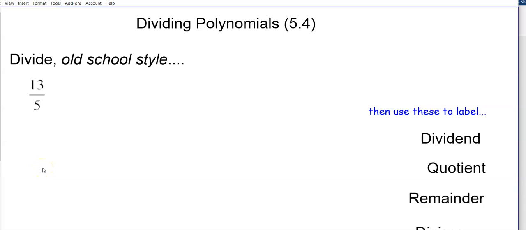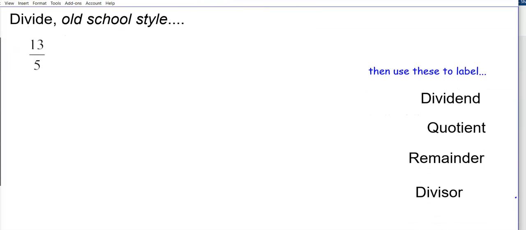Okay, today we're going to be dividing polynomials. Before we do that, let's just use regular numbers. If you remember dividing in elementary school, you drew this kind of symbol here, and you go, which one goes in the house? In the house, it used to be 13 goes in here, and the number you're dividing by goes out here. And if you remember, 5 goes into 13 how many times?